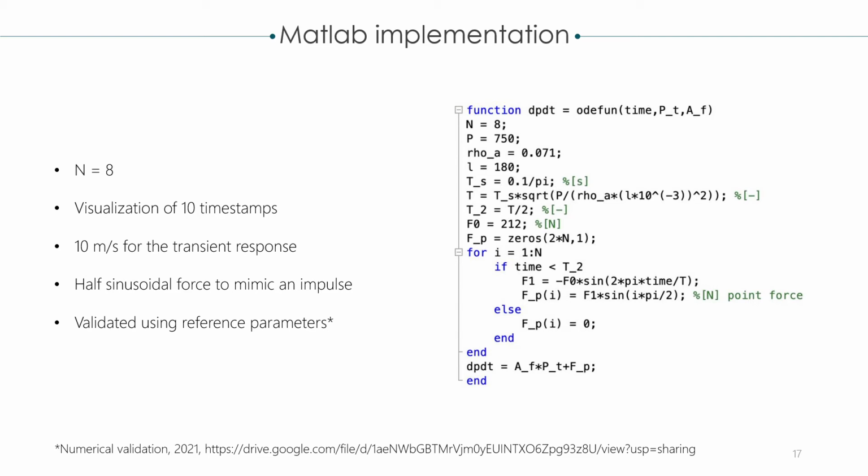For the response to a point force, a speed of 10 meters per second for the belt has been chosen, as this lies well within the working range of the belt. Like I said earlier, the force is modeled as a half sine wave to mimic an impulse. Lastly, the model is validated using the same parameters that were used in the references, and the results we obtained were in agreement with the results from the actual references, thereby validating our model.